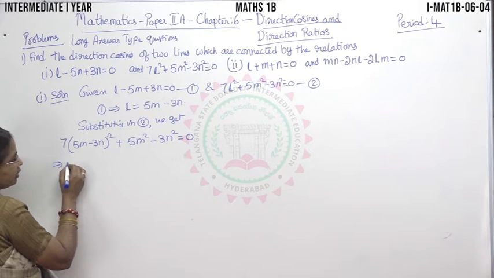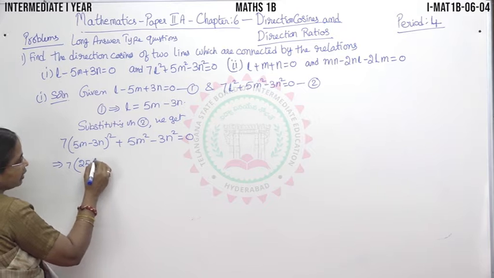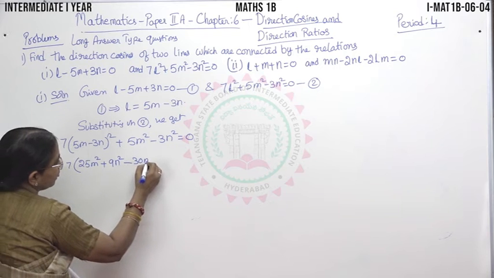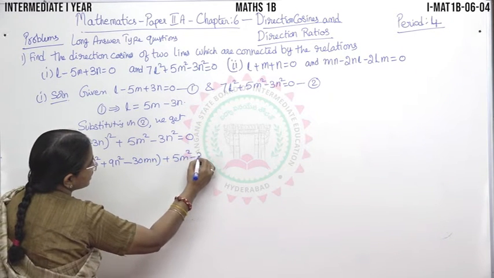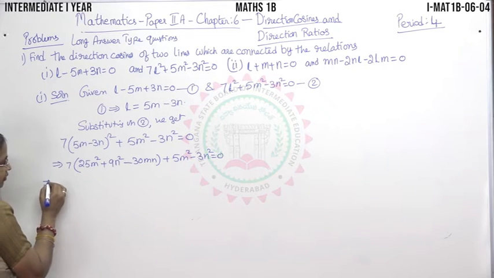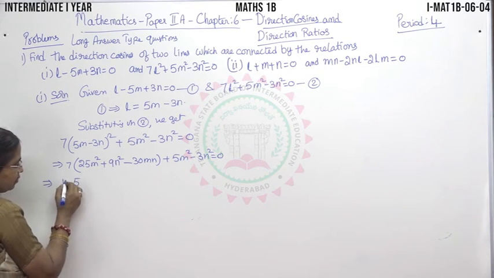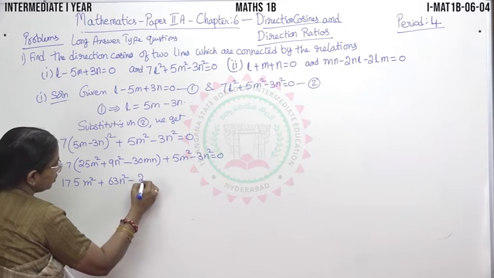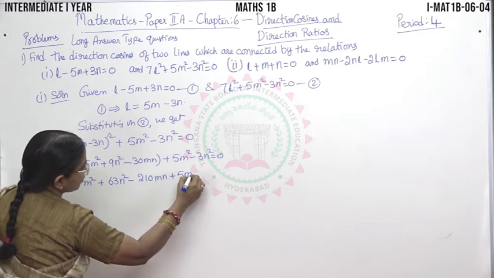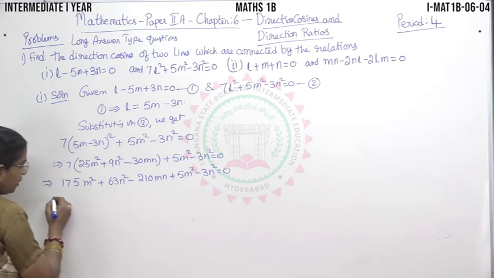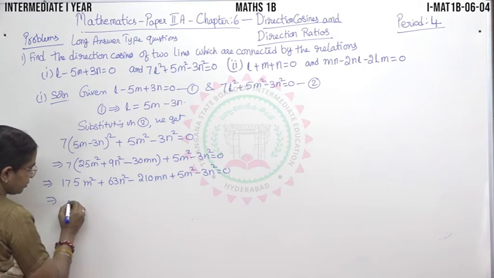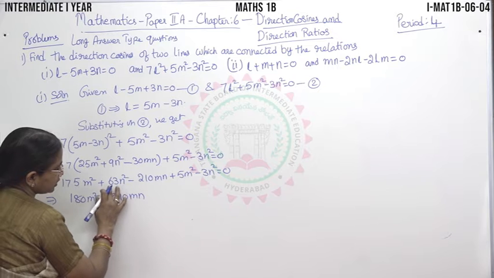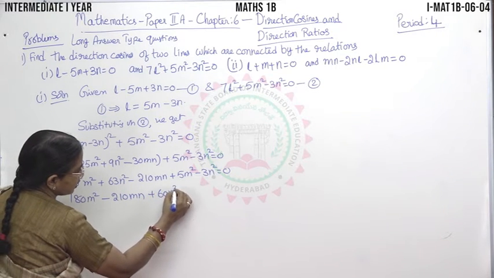Now expand this. So you will have 7 into 25m square plus 9n square minus 30mn, plus 5m square minus 3n square is equal to 0. Now simplify. 25 into 7 is 175m square plus 63n square minus 210mn plus 5m square minus 3n square is equal to 0. Now simplify. 175m square plus 5m square is 180m square, and then minus 210mn, and 63 minus 3 is 60, so 60n square is equal to 0.